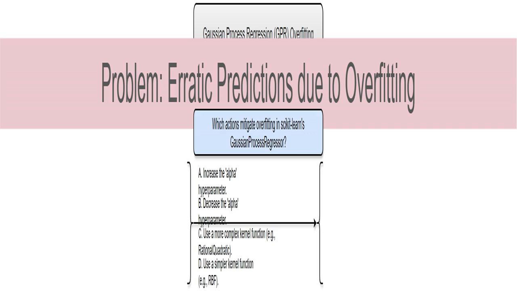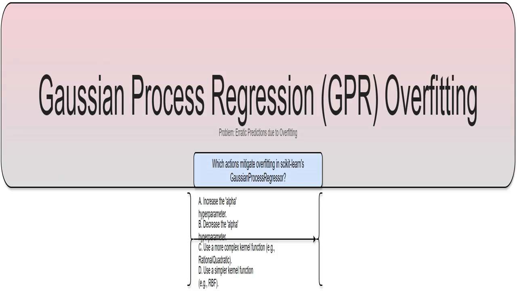It's like trying to memorize every single word in a book instead of understanding the overall story. This makes the model really sensitive to small data changes. We're trying to fix this overfitting in a Gaussian process regression model using Sklearn. We need to find ways to make the model less sensitive to small changes in the input. I'll examine the options carefully to determine the best approach.